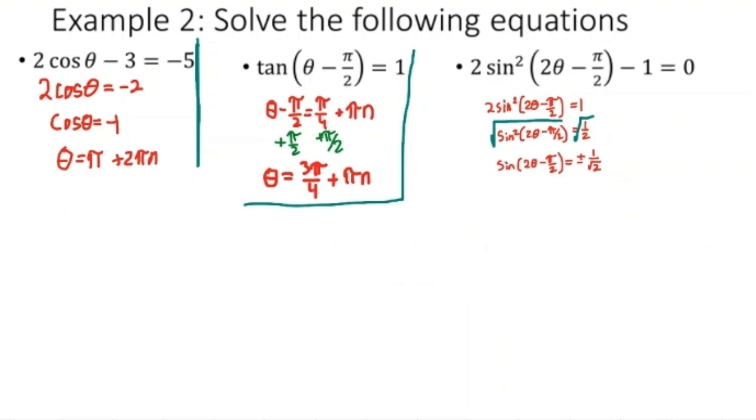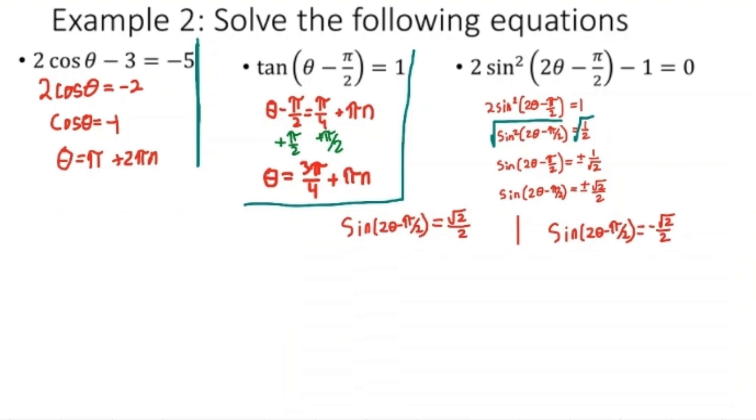So now we have sine of 2 theta minus pi over 2 equals plus or minus 1 over the square root of 2, or sine of 2 theta minus pi over 2 equals plus or minus root 2 over 2. Now we need to figure out all the possible values of 2 theta minus pi over 2. Since we're dealing with plus or minus, we should split this up into 2 separate equations. One equation would be with the positive root 2 over 2, the other with the negative root 2 over 2.